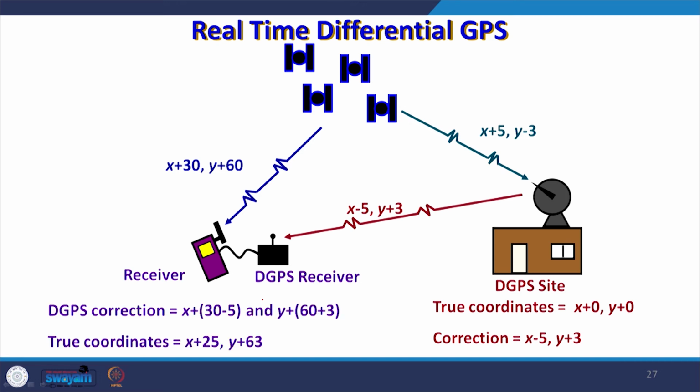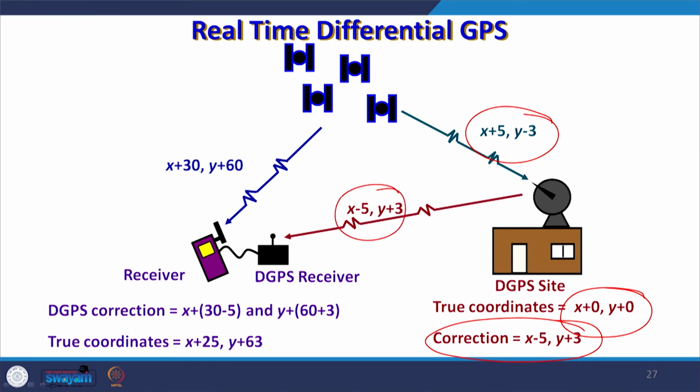So, what is happening in this particular case is that we know the coordinates, these are the true coordinates which are known to us. We have established the point, the system, at a known coordinate, and these are the coordinates computed from the signals of the 4 satellites. So, we can get the corrections. The correction is x minus 5 and y plus 3.